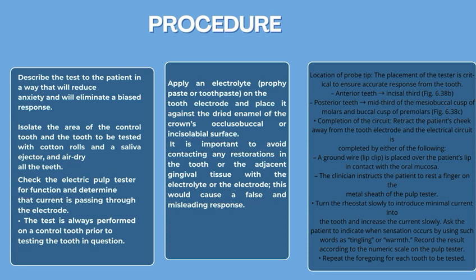The completion of the circuit is done by retracting the patient's cheek away from the tooth electrode, and the electric circuit is completed either by a ground wire, which is also called the lip clip, which is placed on the patient's lip, or the clinician instructs the patient to rest a finger on the metal sheet of the pulp tester. Then turn the rheostat slowly to introduce the minimal current into the tooth and increase the current slowly.